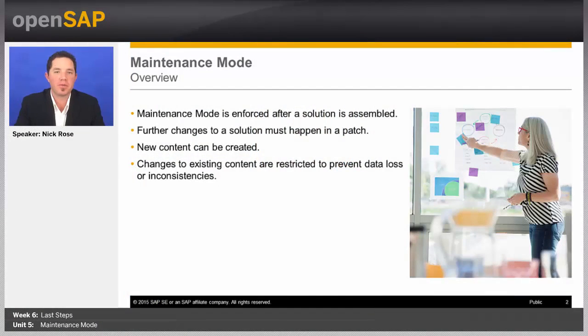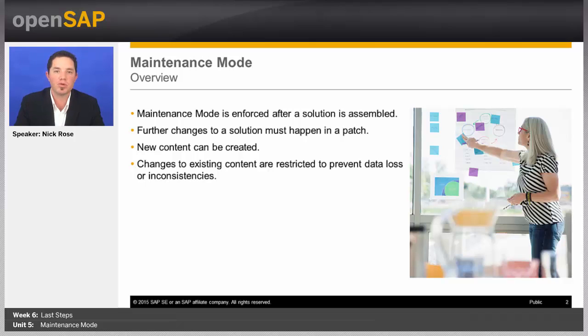We talked a little bit about maintenance mode in the previous unit and how it relates to patch solutions. Maintenance mode is really what drives what we can and cannot do in a patch solution. Basically, after we've done the initial assemble and download, how can we affect and change the solution going forward? Maintenance mode is enforced by the SAP Cloud Application Studio within patch solutions, and it says what changes can and cannot happen.